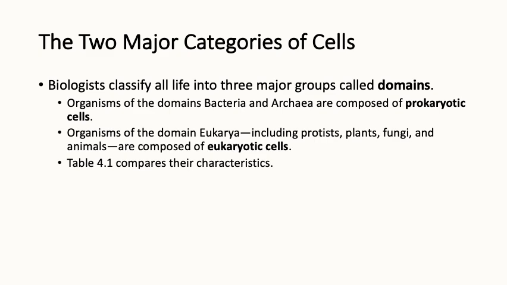Biologists organize all living organisms into three major domains: bacteria, archaea, and eukarya. These domains reflect fundamental differences in cell structure. Organisms in the domains bacteria and archaea are made of prokaryotic cells, which lack membrane-bound organelles and a nucleus. Their genetic material is located in a region of the cell called the nucleoid. In contrast, organisms in the domain eukarya, which includes protists, plants, fungi, and animals, are all composed of eukaryotic cells. These cells are larger and more complex, containing membrane-bound organelles such as the nucleus, mitochondria, and endoplasmic reticulum. This distinction between prokaryotic and eukaryotic cells is one of the most important organizing principles in all of biology.